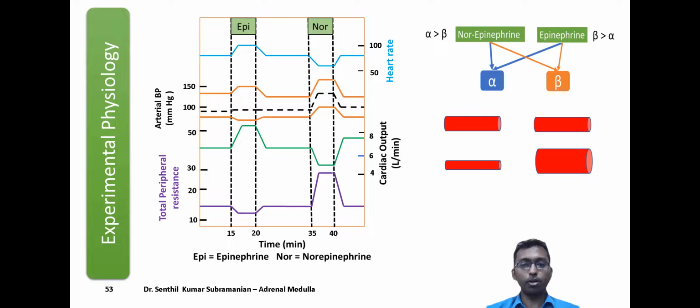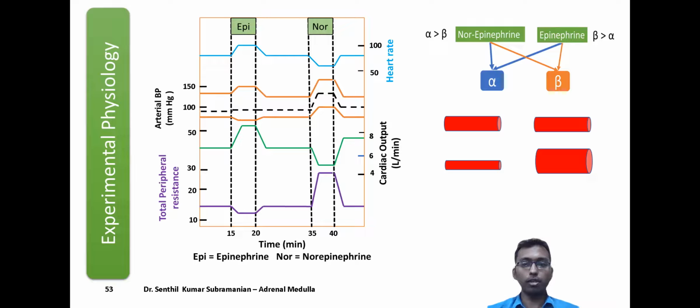Since there is a drastic increase in total peripheral resistance, the diastolic blood pressure, which depends upon the total peripheral resistance, also increases. Since the direct effect of norepinephrine on the heart is to increase the force of contraction and the rate of contraction, the systolic blood pressure will also rise.